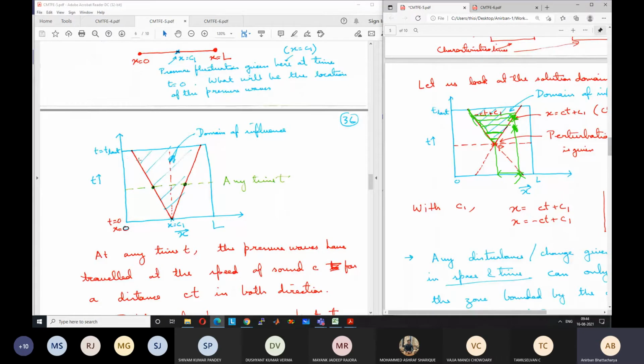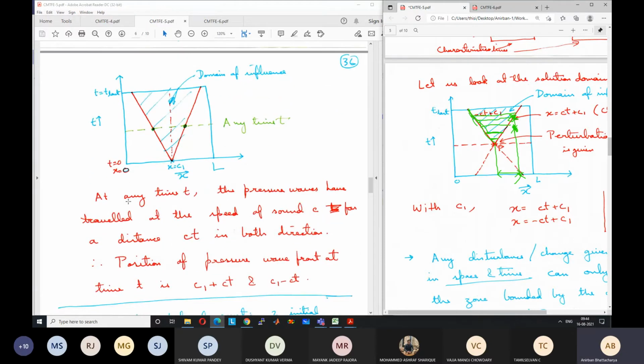This is the area which is influenced by the fluctuation at this point. Any point outside this area cannot be influenced by the point here. This is a very important thing and the main distinction between an elliptic equation and a hyperbolic equation. At any time t, pressure waves travel at the speed of sound c for a distance ct in both directions. Therefore, the position of the pressure wave front at time t is c1 plus ct and c1 minus ct, which are given by the red lines here. This is the domain of influence.